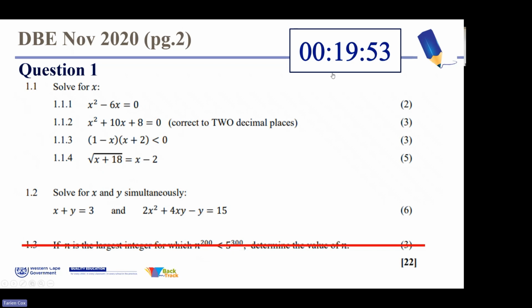You'll see there's a line through 1.3. Please do not do 1.3. That is problem solving, and we're not going to focus on problem solving today. So only 1.1, the entire 1.1, and 1.2. Then I will speak to you again in 20 minutes. Good luck.